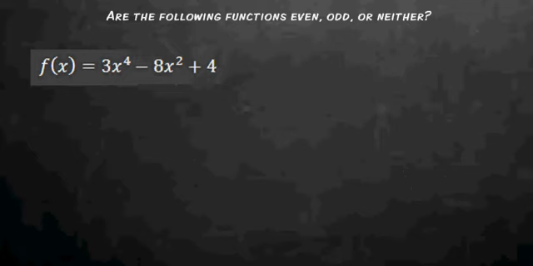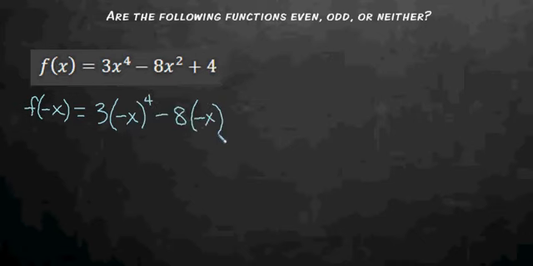So let's go through and do some different examples. I want you to tell me if these following functions are either even, odd, or neither. And we're going to do this algebraically. So in order to tell algebraically if you have an even or odd function, we want to put negative x in for all of my x's. So let's find f of negative x. Okay, so wherever I see an x in my function, I'm going to just insert a negative x. So I have 3 times negative x to the 4th minus 8 times negative x squared plus 4. And I'm just going to simplify this out and see what happens.